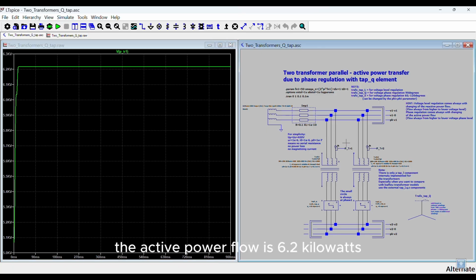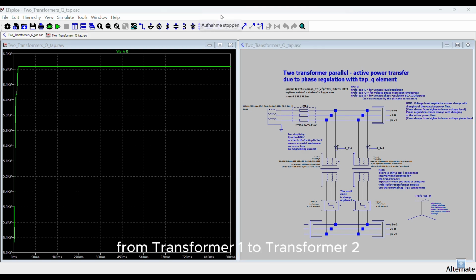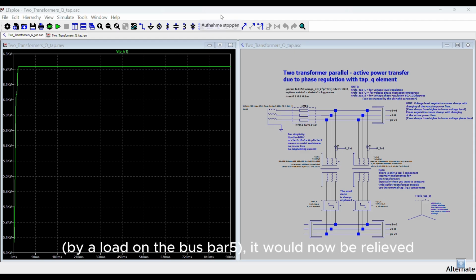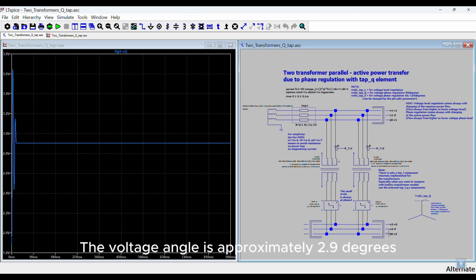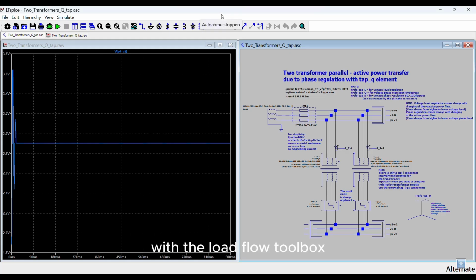As we can see, the active power flow is 6.2 megawatts from transformer 1 to transformer 2. If transformer 2 were heavily loaded by a load on the bus bar, it would now be relieved. The voltage angle is approximately 2.9 degrees, as in the previous simulation with the load flow toolbox. The simulation is much better here with the load flow toolbox, because many measured values can be called up immediately.